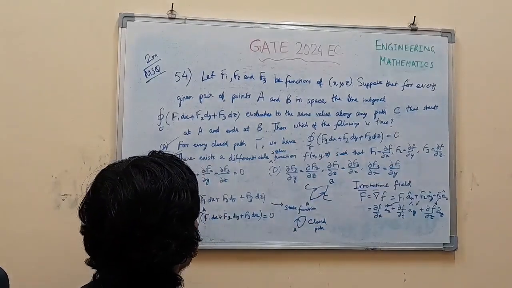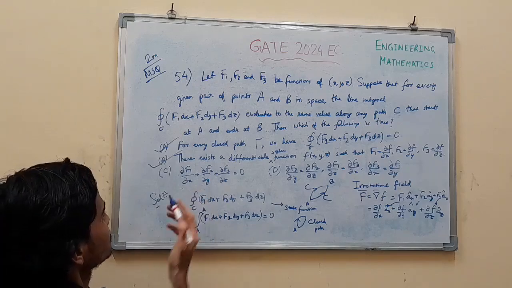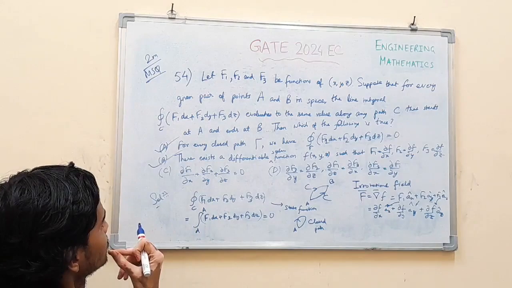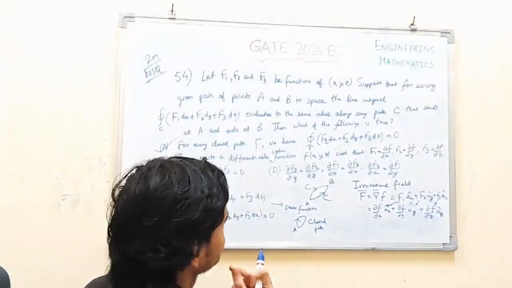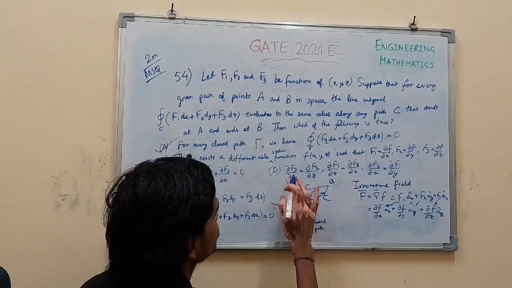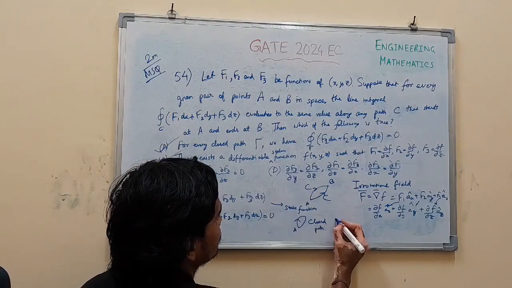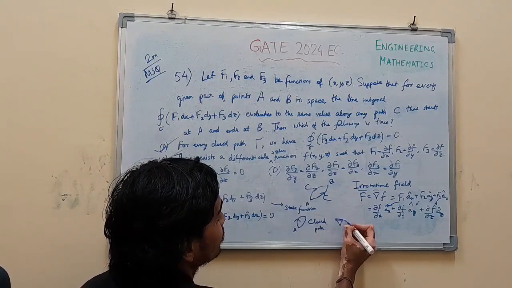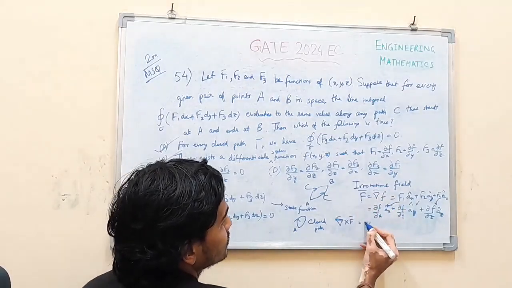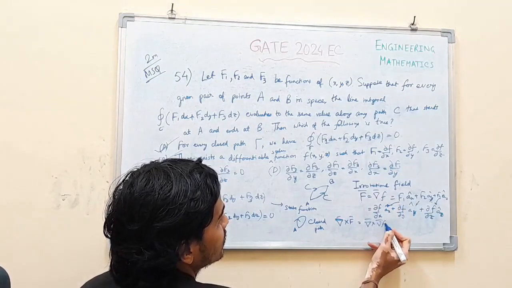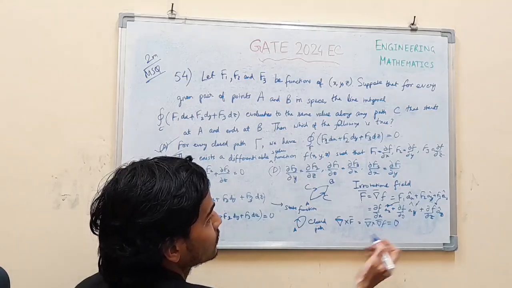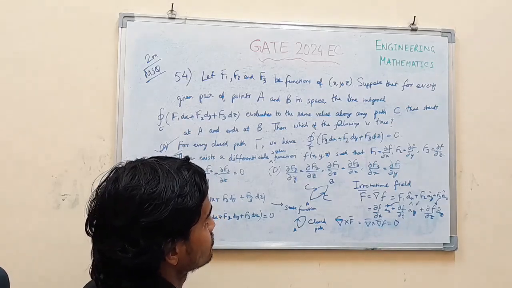Let's move on to option C. Let's check this. This is not satisfied actually. You can check this also. And option D, if we take the curl of f, the curl of this is always 0, because the curl of a gradient is 0.